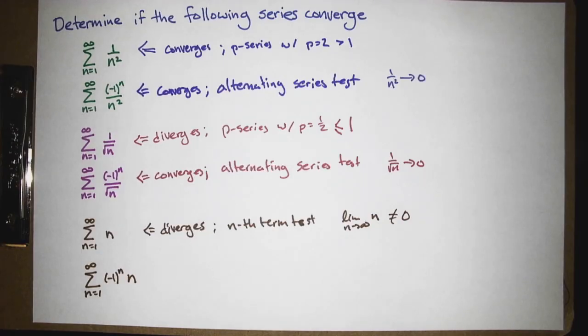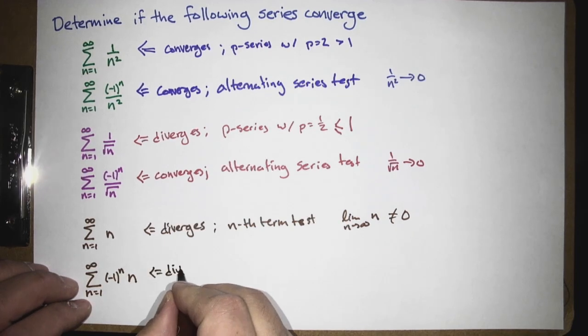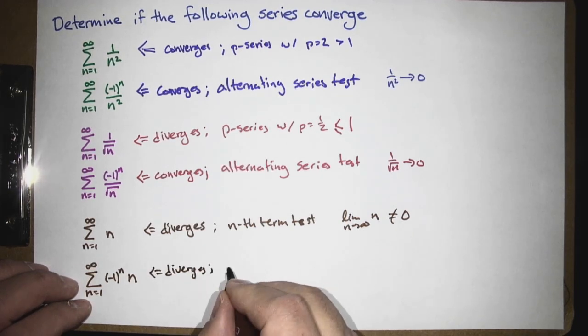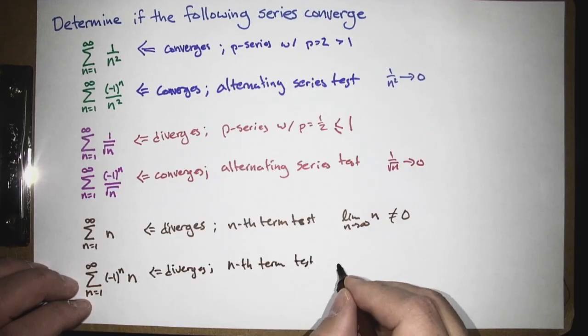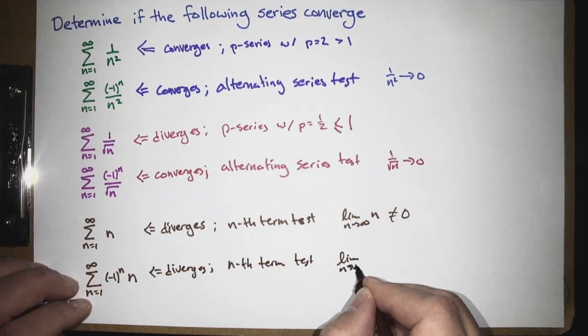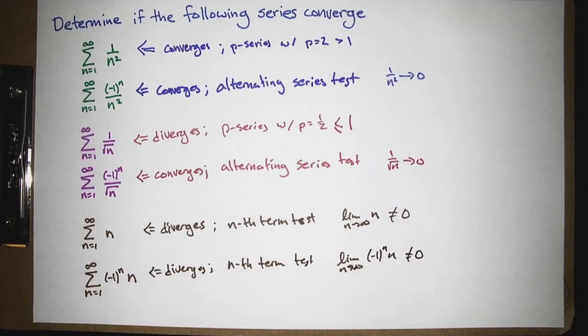But wait a second, we just said the terms don't approach 0. So does that give us a clue? So does this converge or diverge? It diverges because of the nth term test. That's just, take the limit as n goes to infinity of negative 1 to the n times n, you're still not going to 0.